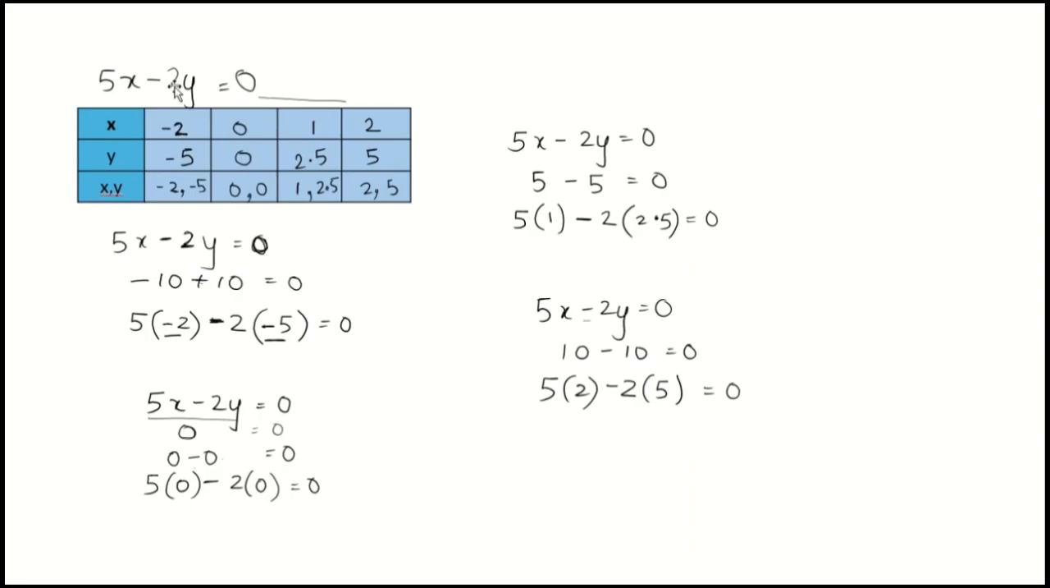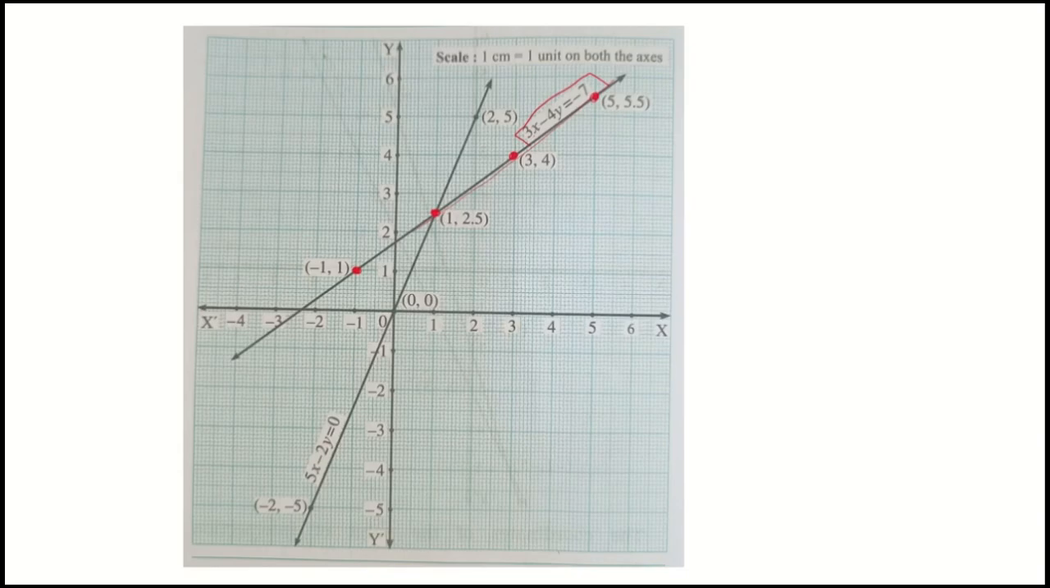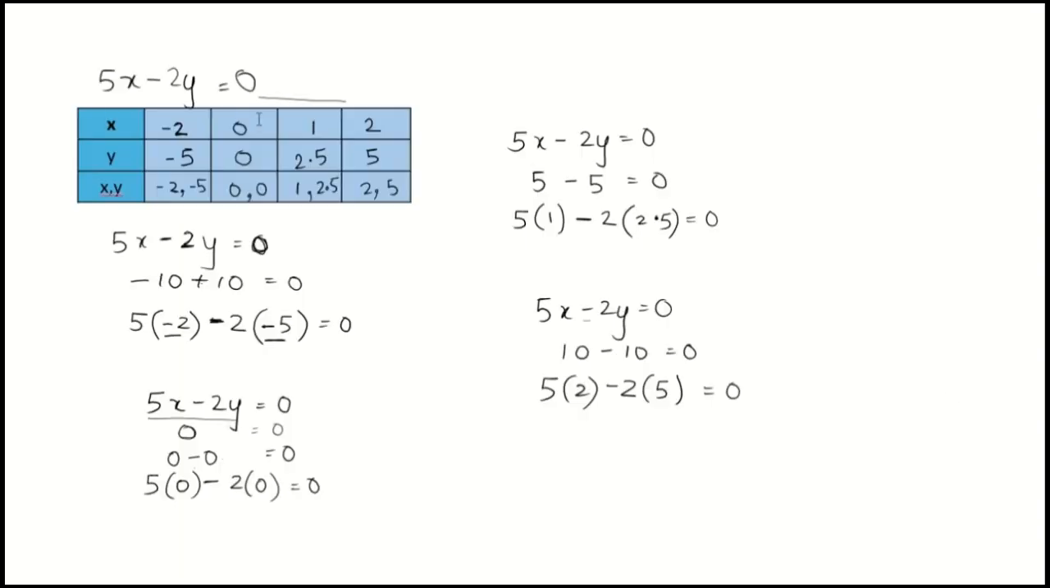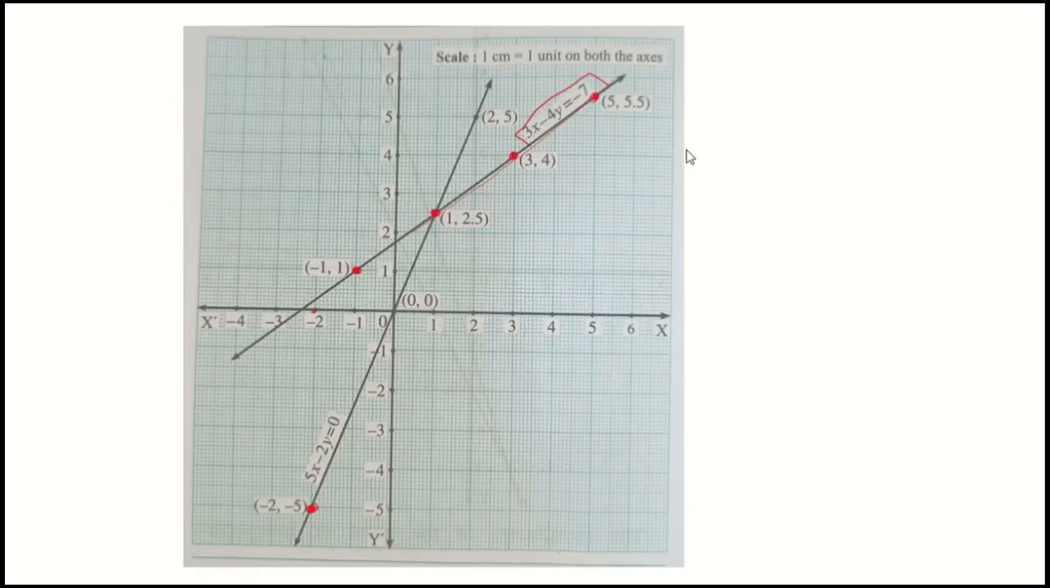Equation 2 is 5x minus 2y. First point is minus 2 comma minus 5. So minus 2 on x is here and minus 5 on y. This is the first point. Second point, 0 comma 0, which is here. Third point, 1 comma 2.5, 1 on x, 2.5 on y. 2 comma 5, 2 on x and 5 on y.